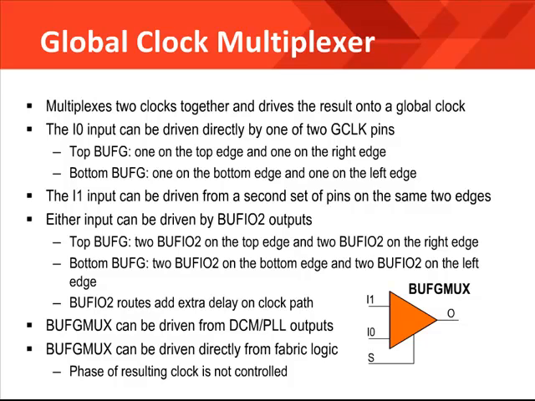The BUFIO2 routes add extra delay onto the clock path. The BUFG mux can be driven from a DCM or PLL output as well. And the BUFG mux can be driven directly from the fabric logic if so desired. But the phase of the resulting clock is not controlled. So again, note the BUFIO2 will add extra delay on the clock path when it is used in this fashion. The BUFG mux can also be driven from the DCM or PLL outputs or from the FPGA fabric, but note if you're deriving a clock from the fabric, its phase is not controlled.